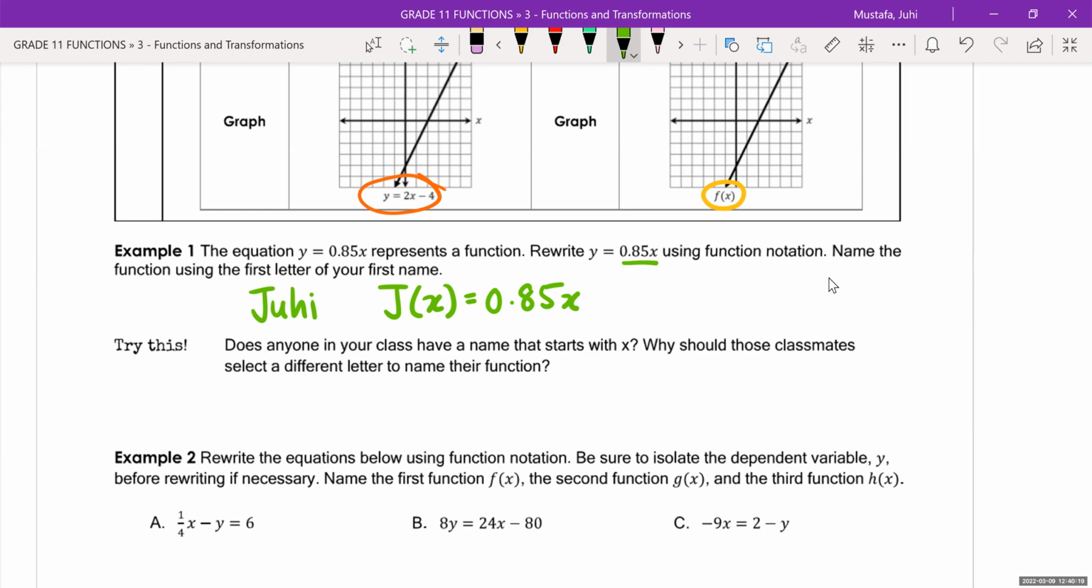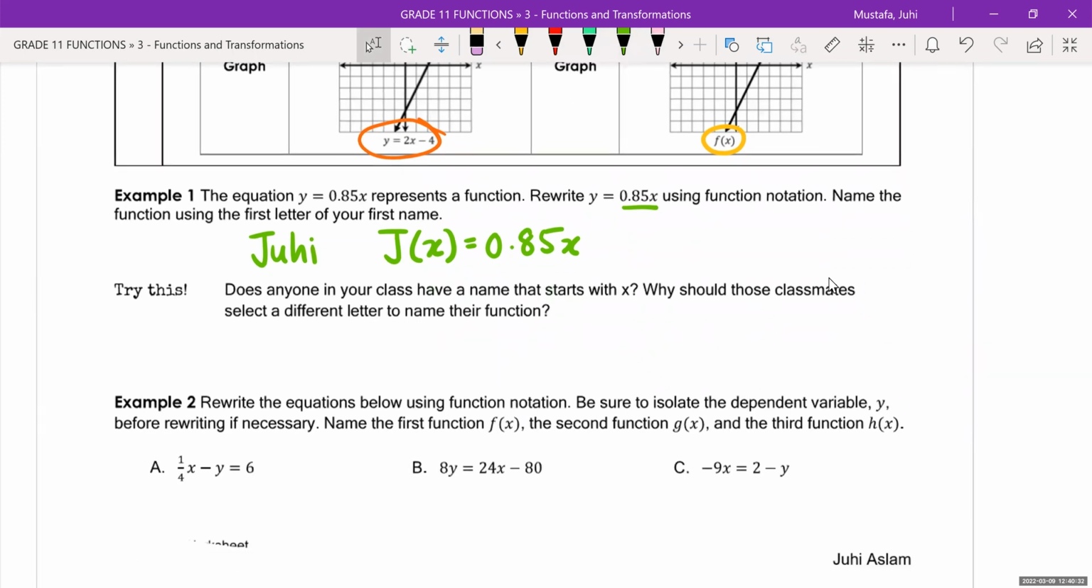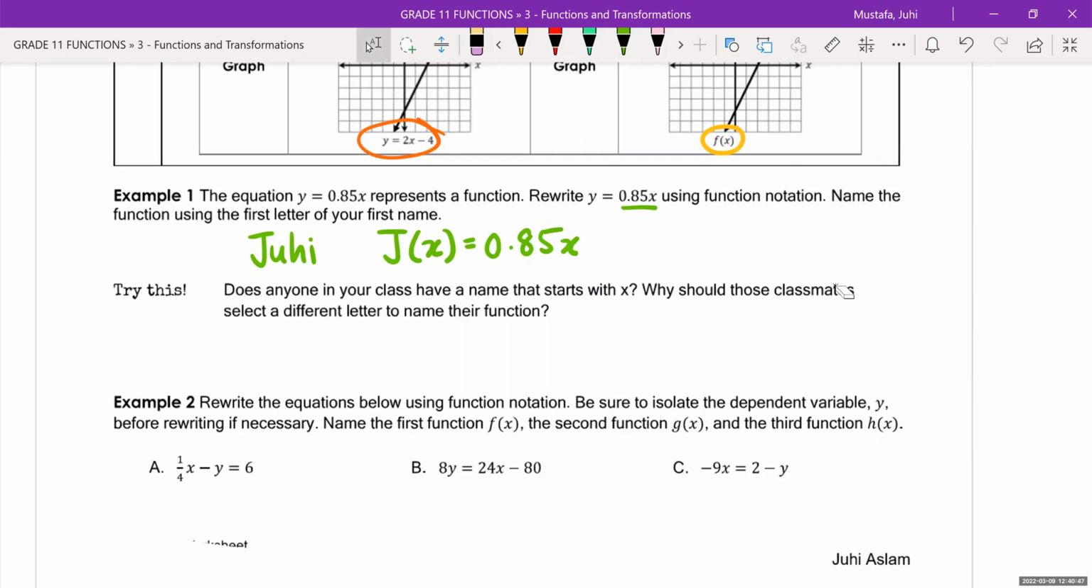Okay, now here's something interesting. I rarely find this, but does anyone know any Xaviers or any name that starts with an X? Those are hard to find. They're the only people that can't name their function with the letter x, because you can't have x of x. It gets too confusing. You don't know what's happening. You have two x's. So that's why anyone whose name starts with an x would have to label it with something else. That makes sense?